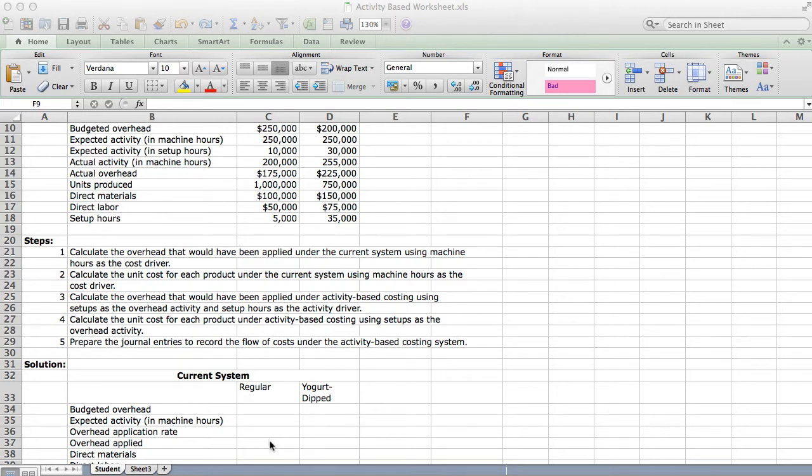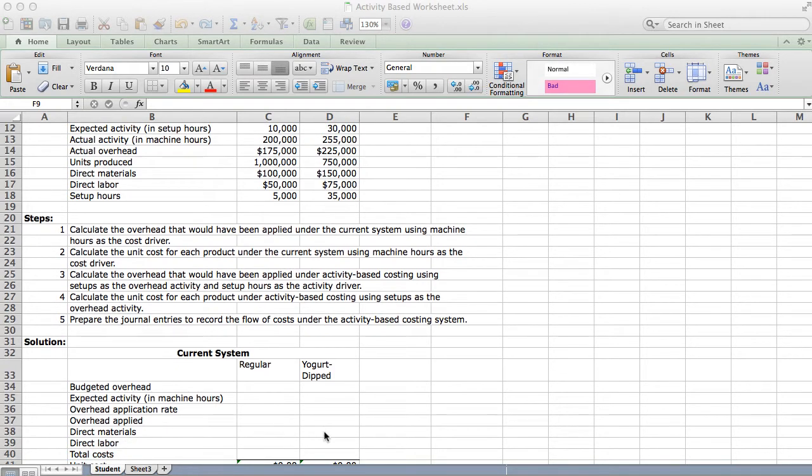In the overhead applied section, what it's asking for is, now that you've calculated a rate, multiply it against the number of machine hours, and that'll give you the total overhead that you would actually apply or estimate for this process, and you'll enter that in row 37. The direct materials are already given to you above. The direct labor is also given to you, and in row 40 we're going to sum the direct materials, the direct labor, and the overhead applied to arrive at a total cost.